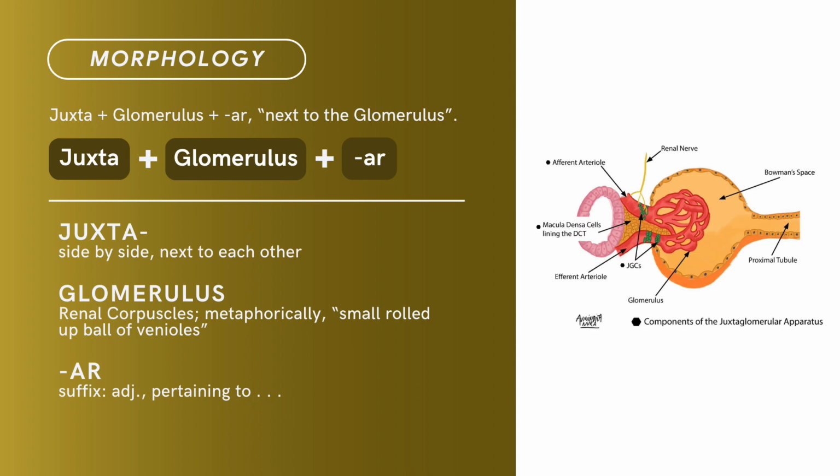Juxta meaning side by side or next to each other. Glomerulus, renal corpuscles, metaphorically means small rolled-up ball of venules. R, suffix denoting adjective. There you have it, compound term, juxtaglomerular apparatus and juxtaglomerular cells.